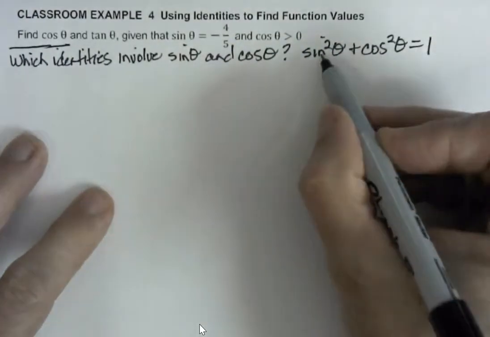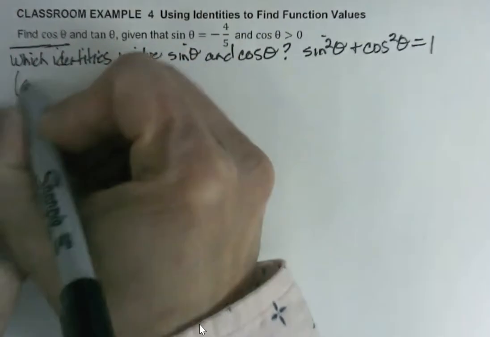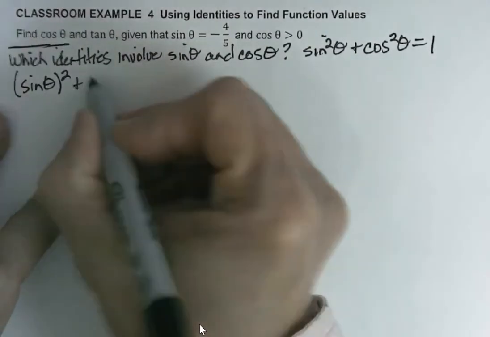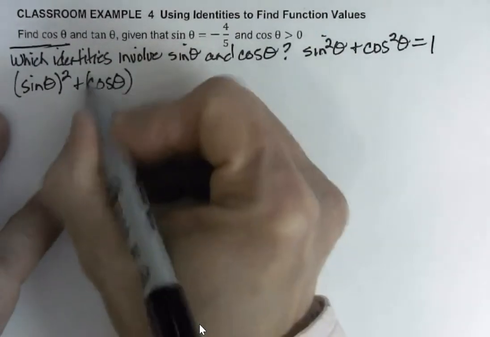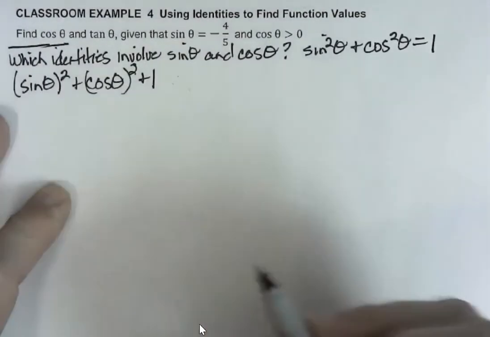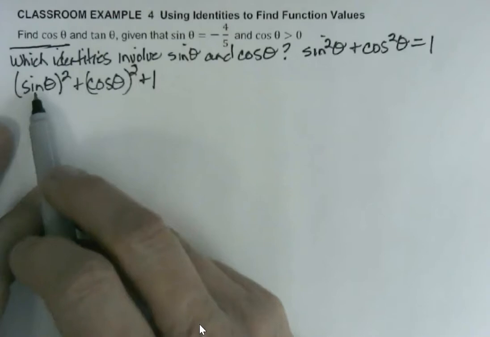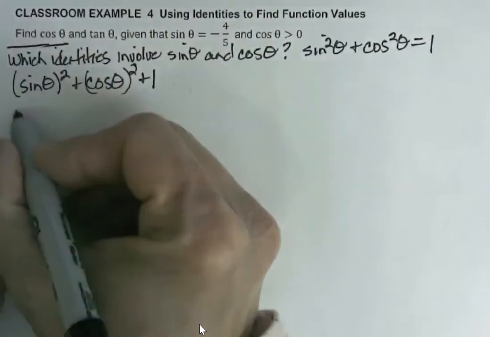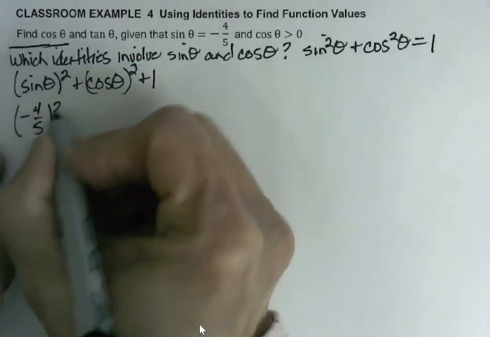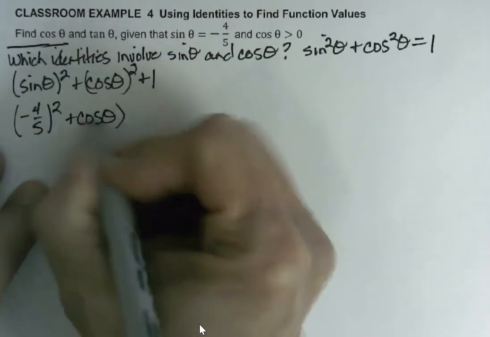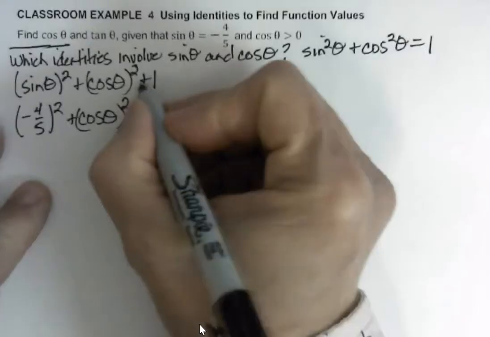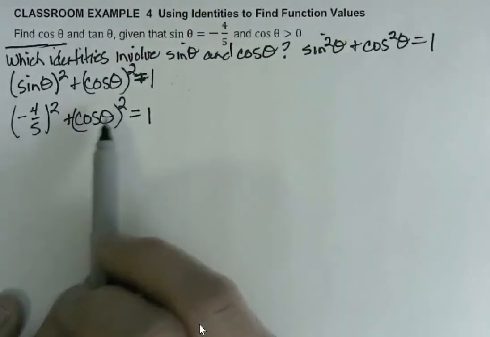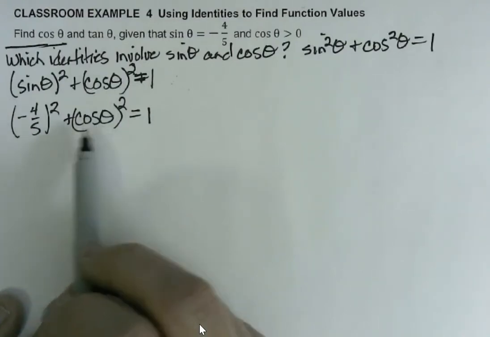So let's do that, but first we're going to rewrite this with the exponents on the outside, just so that it's more clear where we're substituting in values. So now, in place of sine of theta, we're going to substitute in the value we were given, which is negative 4/5. Sorry, that was supposed to be an equal sign up there. So now we have an equation. We want to solve it for cosine of theta.